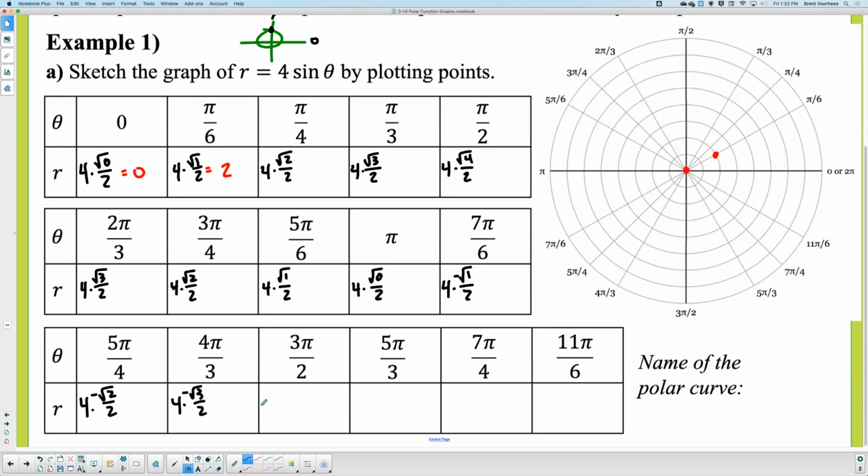And at 3 pi over 2 is when sine reaches its minimum. That's when it's negative square root 4 over 2, which is the same thing as -1. And then I start counting back up again. 4 times the negative square root of 3 over 2. 4 times the negative square root of 2 over 2. 4 times negative square root 1 over 2.